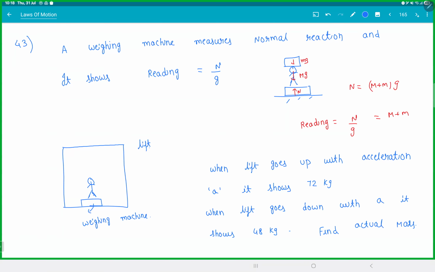Are you getting this? A person is standing on a weighing machine inside a lift. When the lift is going up with a, it shows 72 kgs. When it goes down with a, it shows 48 kgs. So what is the actual weight?